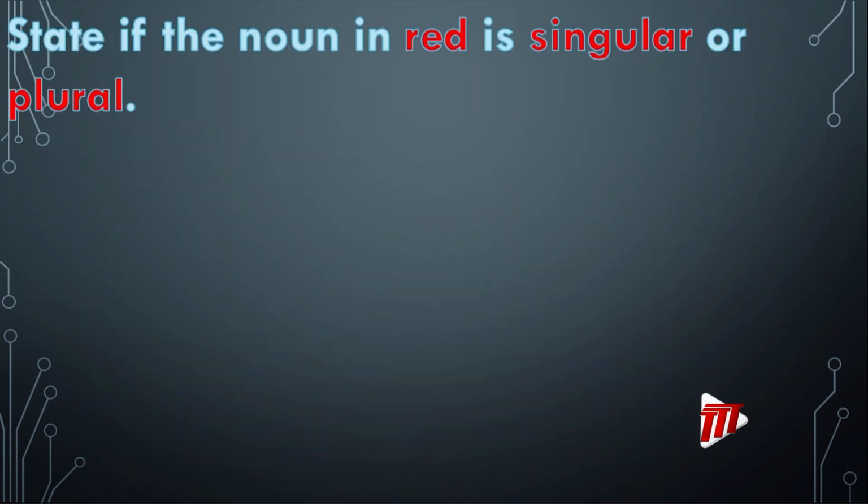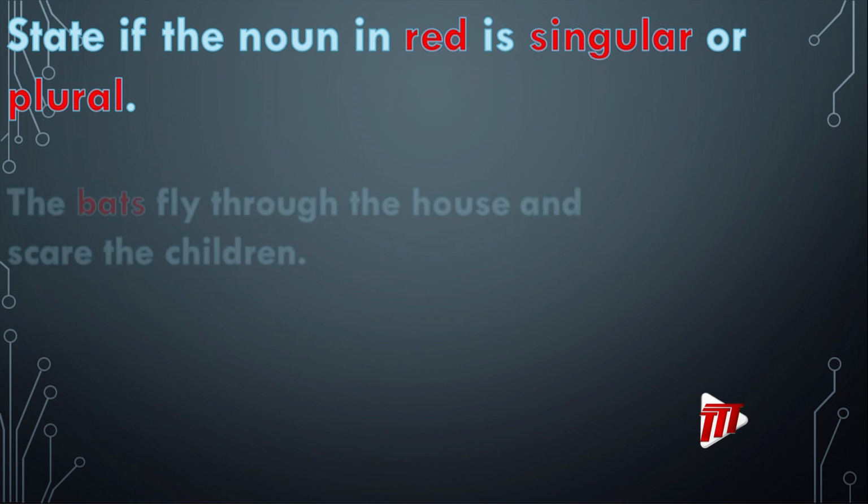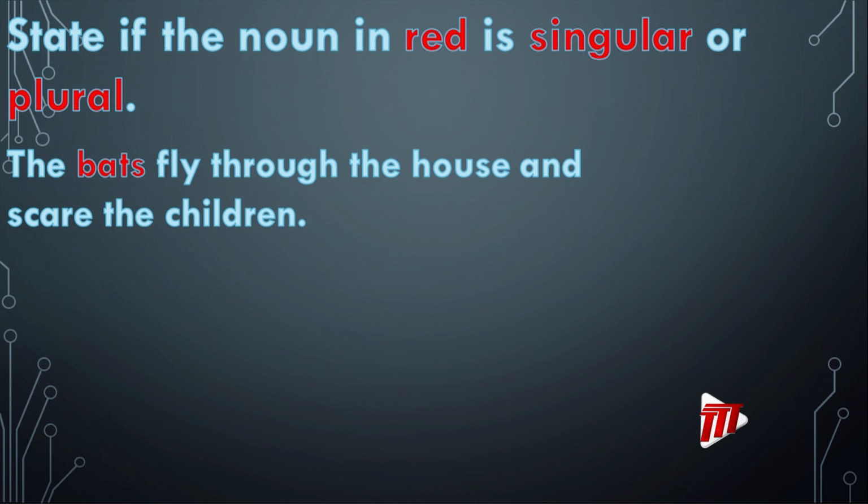Right, so now what I want you to do is we're going to read a few things and see whether or not you think the noun is singular or plural. So remember, singular means it's referring to one thing, and plural means it's referring to more than one thing. So let's go. The bats fly through the house and scare the children.